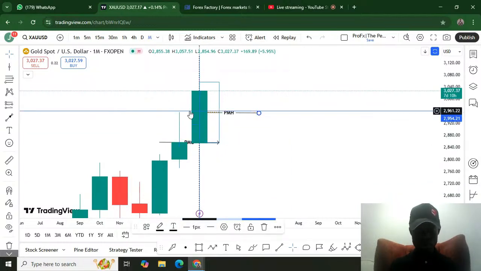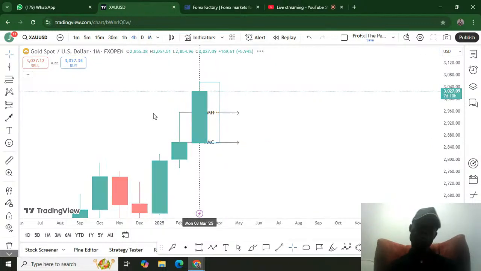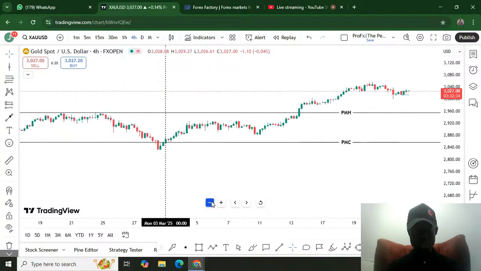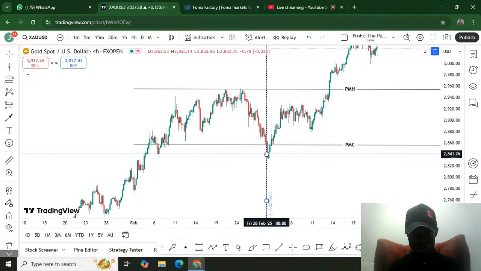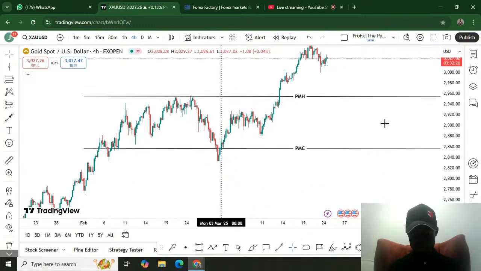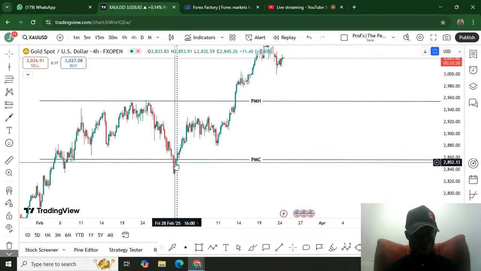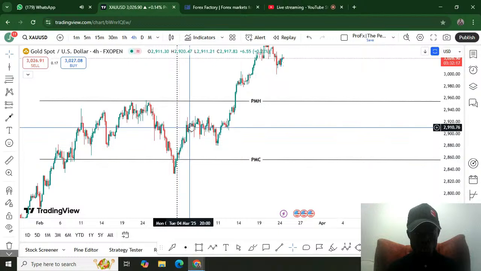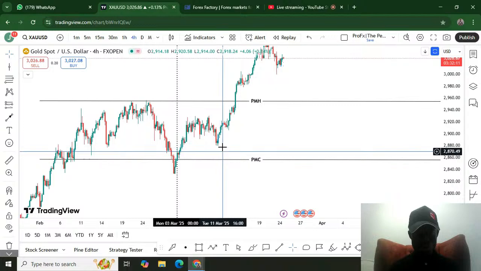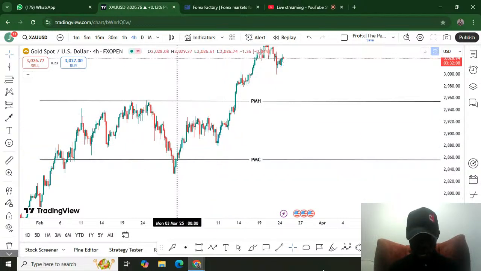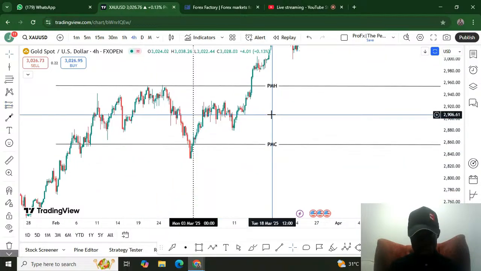So let's bring it forward. Let's go to the 4 hours. So you can see that when March opened, we started trading above what? Above the previous month close. We went up, we pulled back. So from here, this pullback now is a good one. Let's see the Fibonacci. Let's see the pullback.